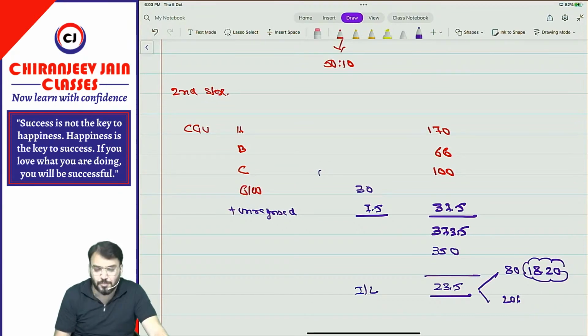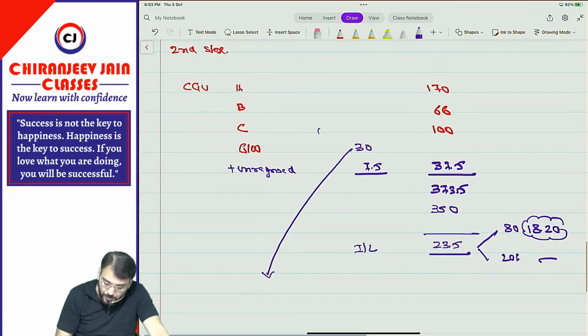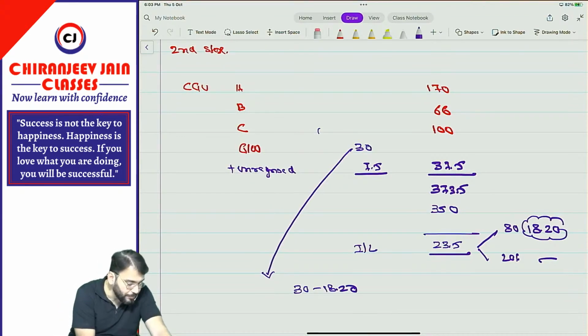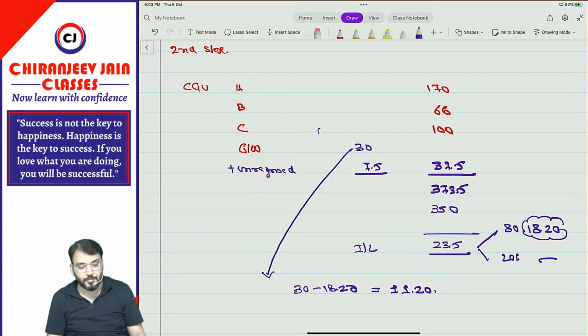Understood? Whatever you have not recognized, for that impairment loss will not be applicable. So this is not applicable. Means out of 30, how much will be impaired? So 30 minus 18.80 is equal to what? So the carrying amount after impairment loss for goodwill will be 11.20. Understood? Have you understood? Correct?